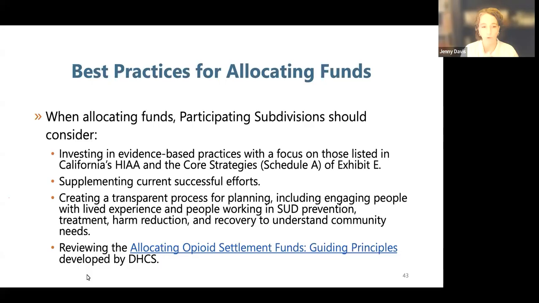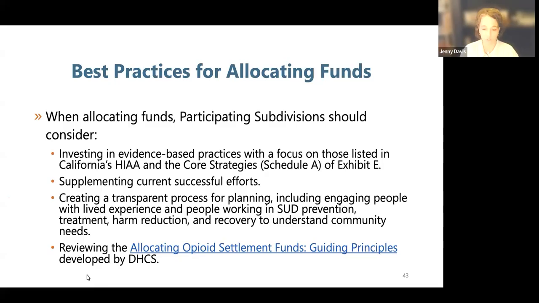But really, if you look to evidence-based practices, and even better, if you can correlate that to one of California's high impact abatement activities, you are going to have a very, very good project to implement. You can also supplement current successful efforts.